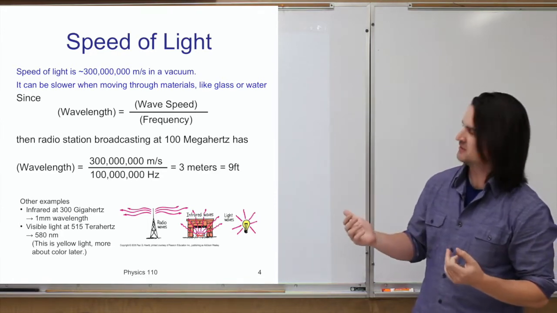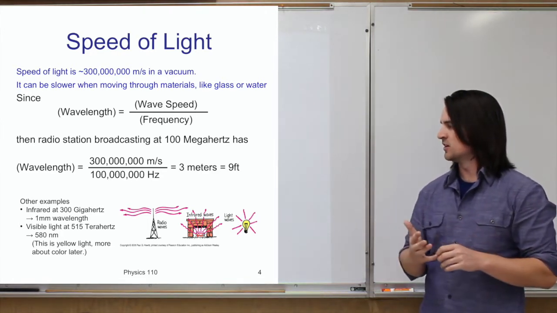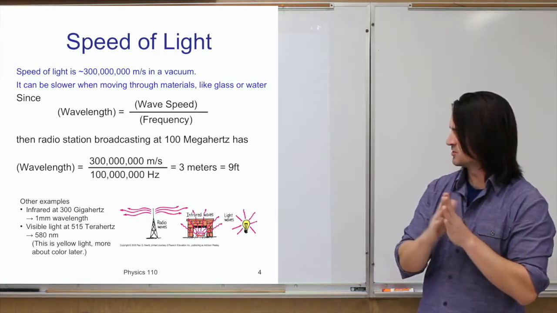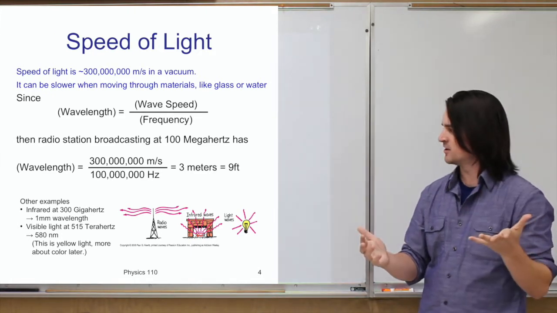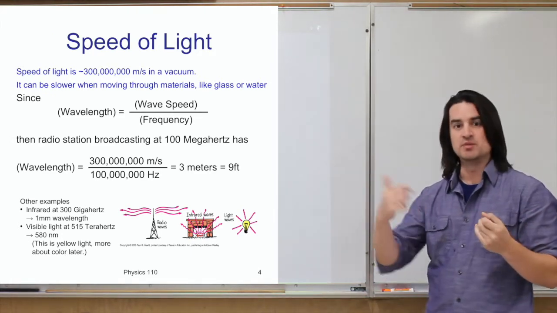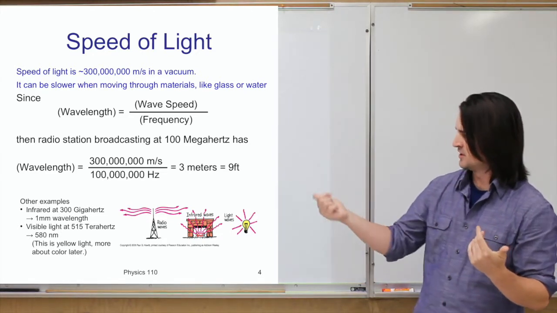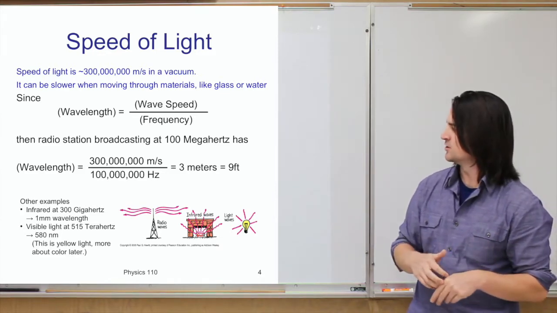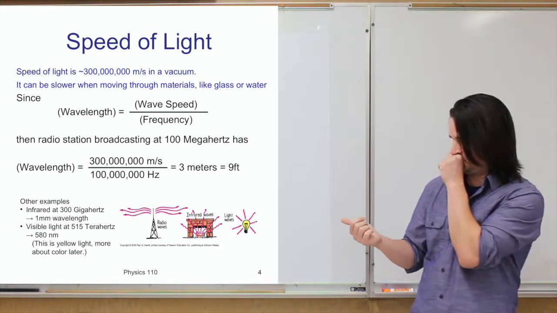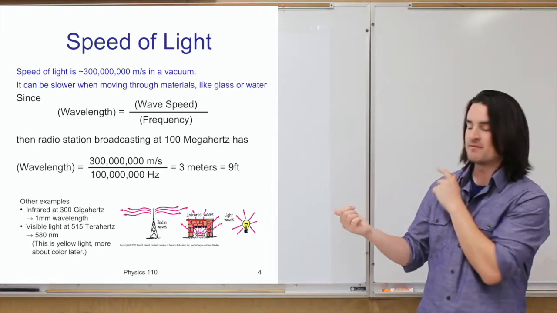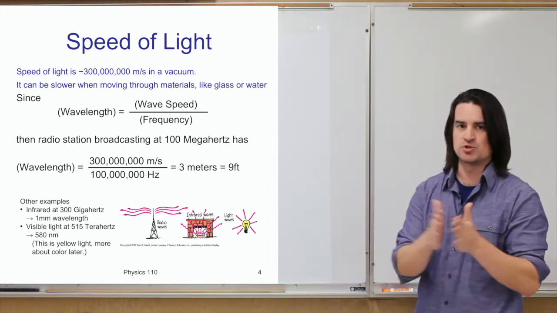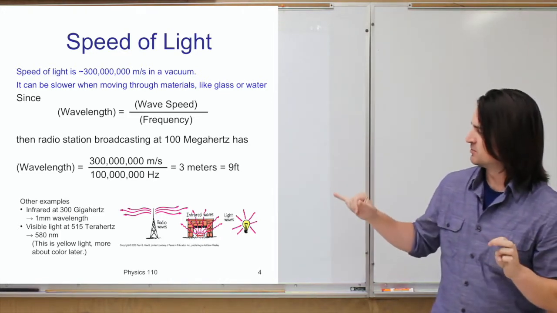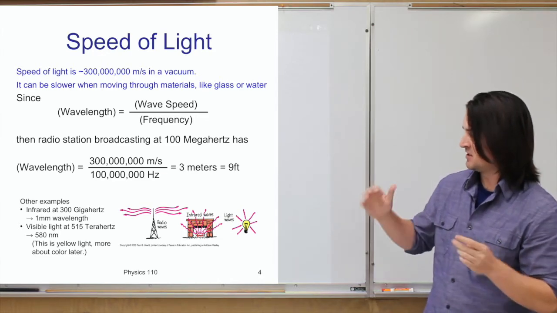And visible light, another example: the frequency of one type of visible light, or one spot in the visible spectrum, is maybe 515 terahertz. Giga means billion, so 300 billion hertz. Terahertz is a trillion, so 515 trillion hertz. It turns out that wavelength is about 580 nanometers. Like I told you, our visible spectrum is between about 400 and 700 nanometers, so this visible light would be 580 nanometers, and that's basically yellow light.